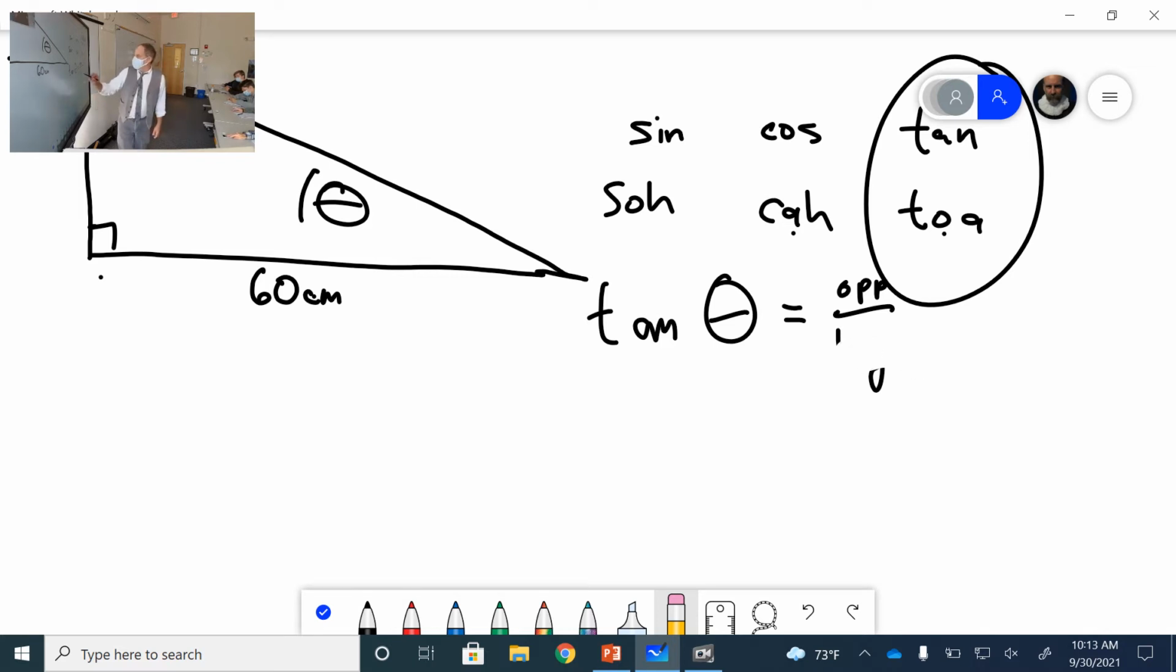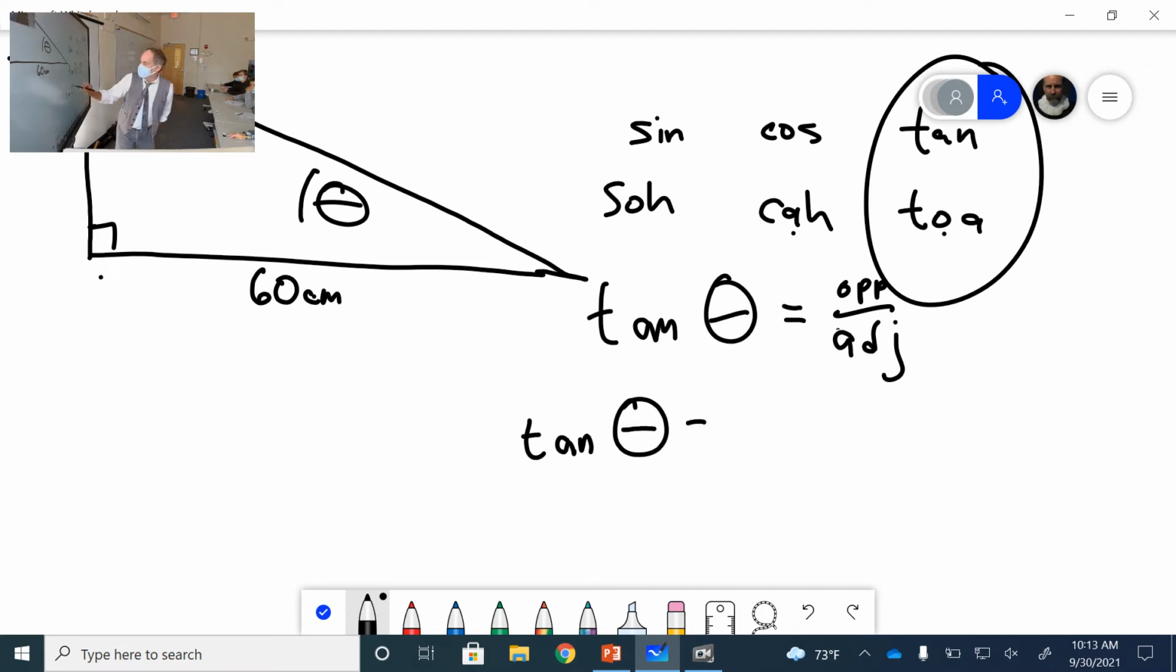So yes, not opposite over hypotenuse. Come on. Yes, opposite over adjacent. And this is why we use erasable things and not permanent markers. Okay, so what we're saying is that the tangent of this angle that we want to know and do not know is equal to, we said the opposite was 24, so 24 divided by 60.